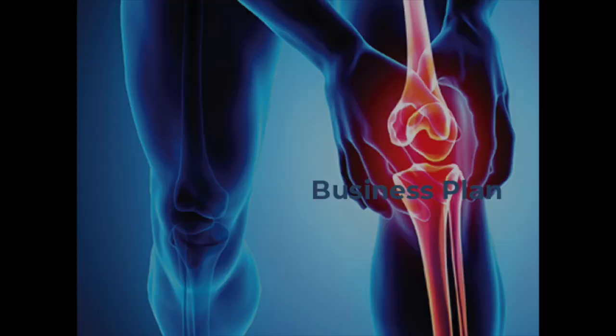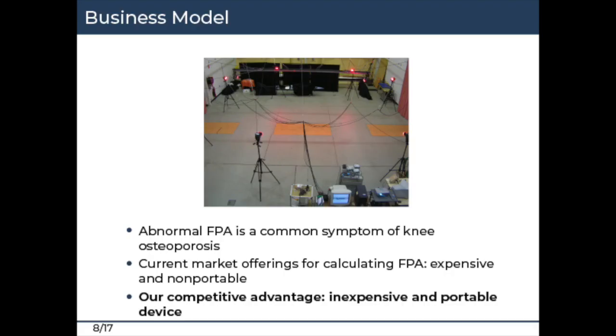On to our business plan. Foot progression angle anomalies are a key symptom of knee osteoporosis and other degenerative diseases. As such, our value proposition is an easier and less expensive early detection of knee diseases in our growing elderly population. Current competitive products use expensive lasers, as shown in this picture, and require administration by a lab technician.